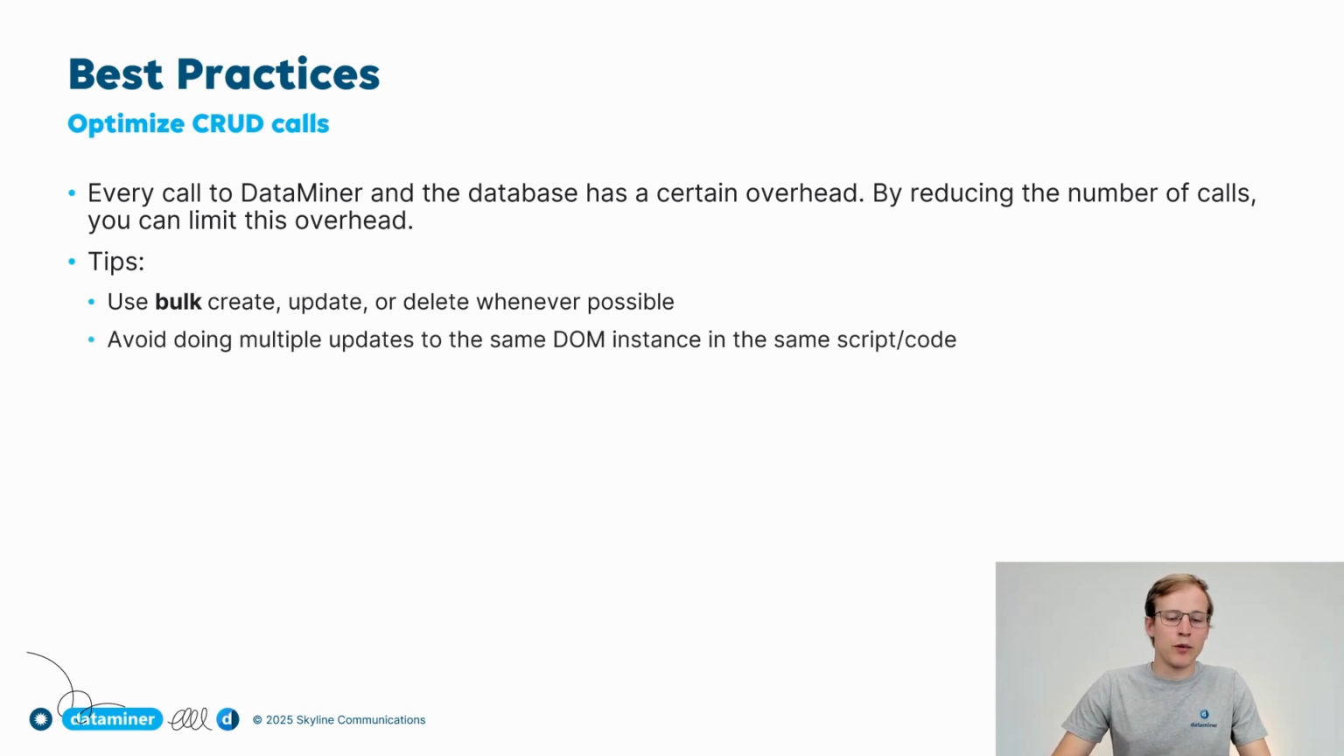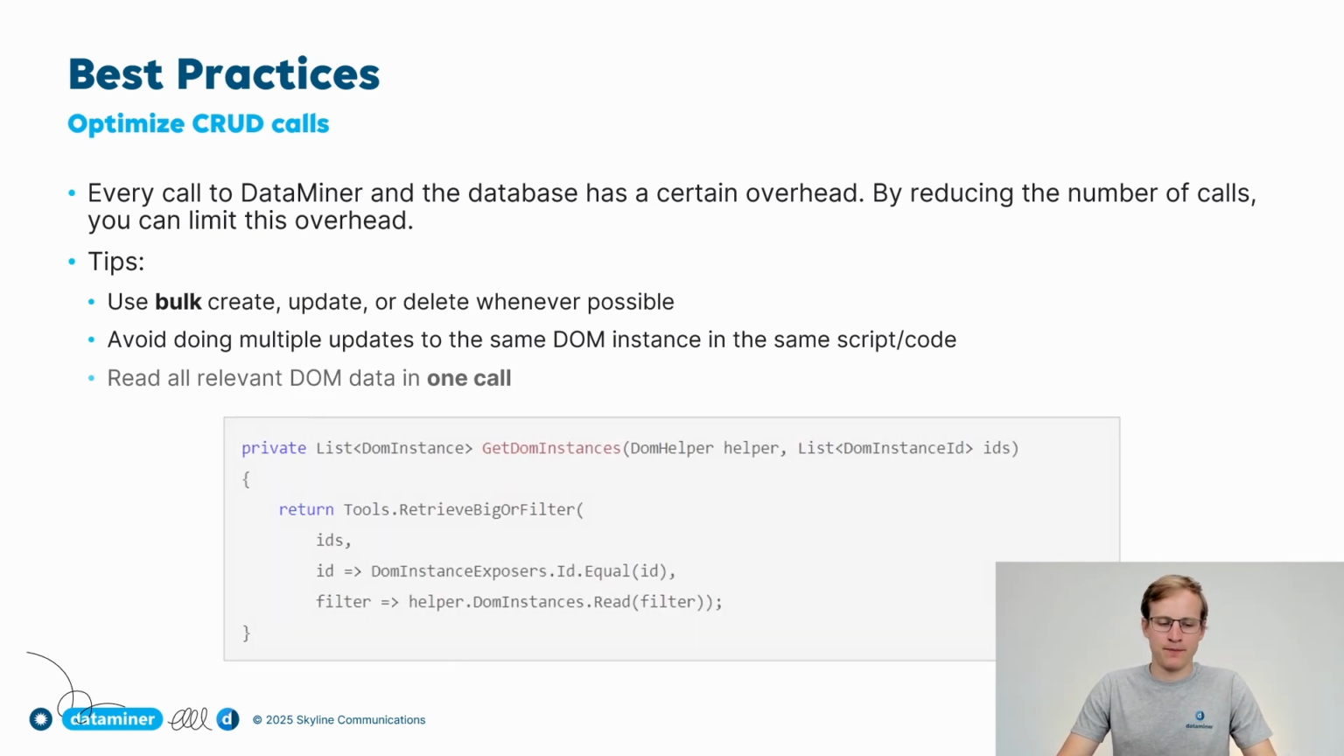Another one is doing multiple updates to the same DOM instance in the same script or code. Imagine within the script, you do certain checks, you want to update an instance, and then after that you have some other checks and you need to update the instance again. You'd do 2 instance updates in 1 script, and that should generally be avoided. It's best to cache these changes and then only execute those updates at one time.